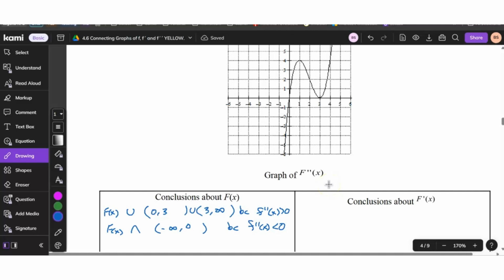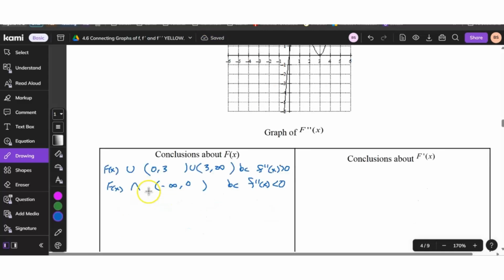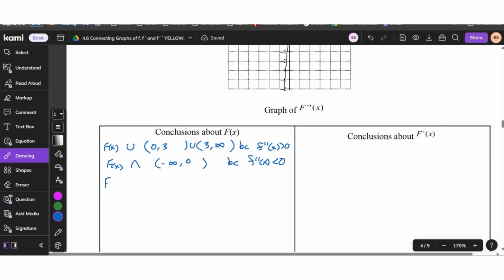What else could we say? We could talk about the point of inflection probably really easily, right? Because how do we know that there's a point of inflection? If f double prime changes sign. Exactly. So we can say f of x has a point of inflection at x equals, and our reasoning is because f double prime of x switches signs.